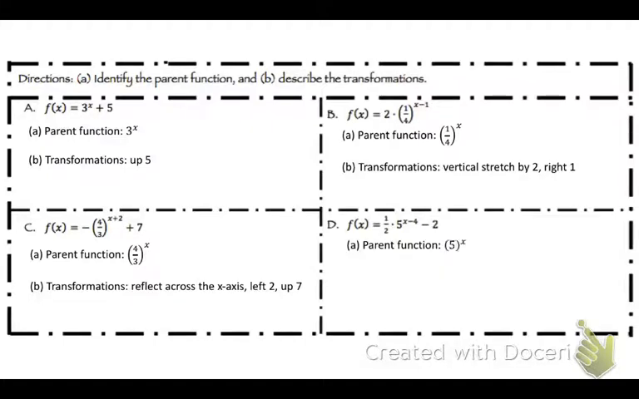The parent function here is 5 to the x. Transformations: vertically compressed by 1/2. Right 4, that minus 4 makes it go right 4. And then down 2. Okay?